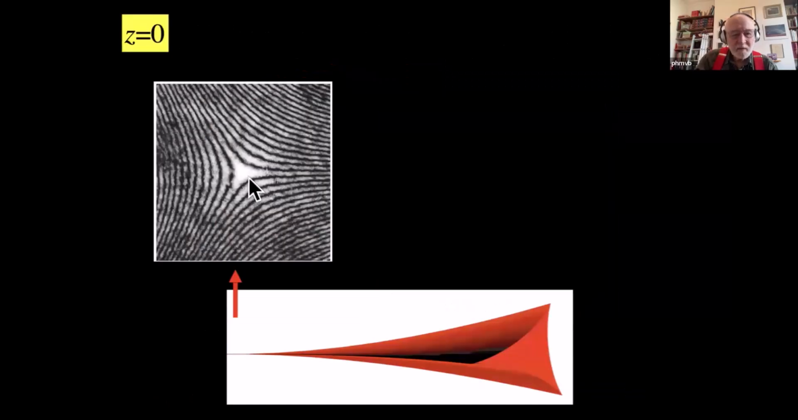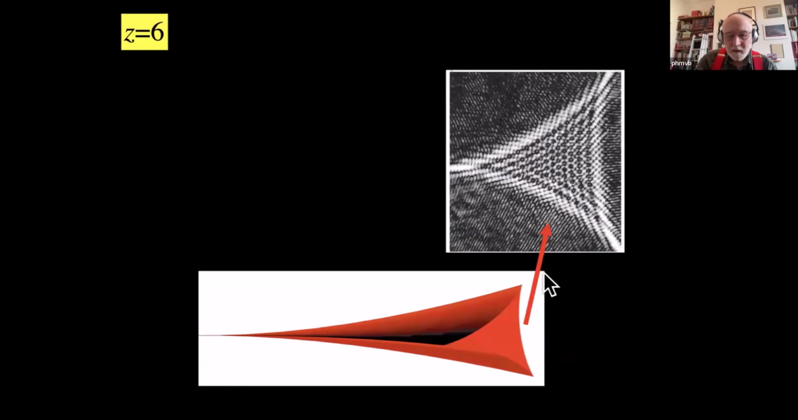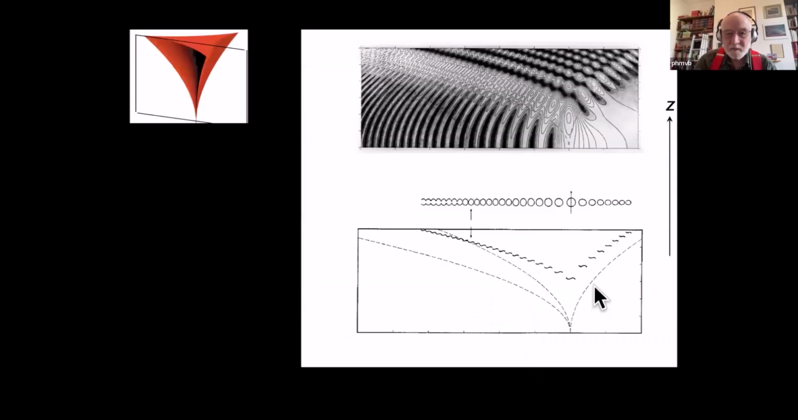Okay. Well, at the first slice, where it's a point, the diffraction pattern is actually explicit. It's a combination of the Airy and the Bi dual functions. And again, this is when you're very far. This pattern has approximate periodicity in z as well as x and y. It has some crystallography with a particular symmetry structure and a very rich pattern of zero lines.